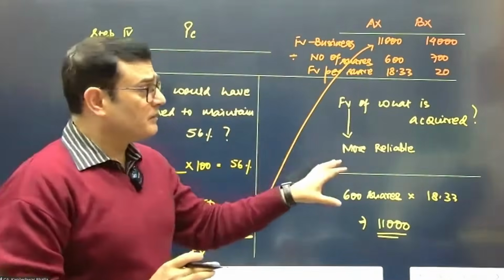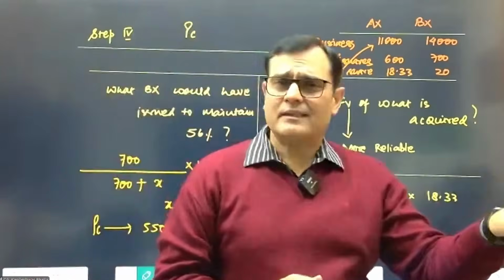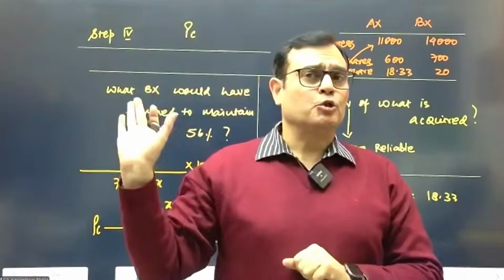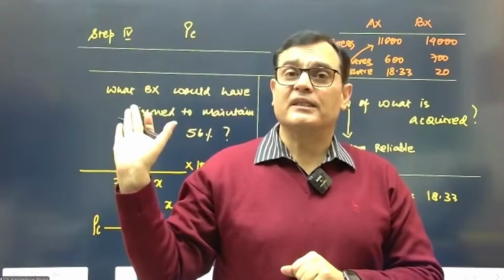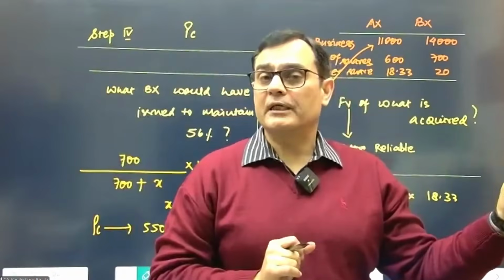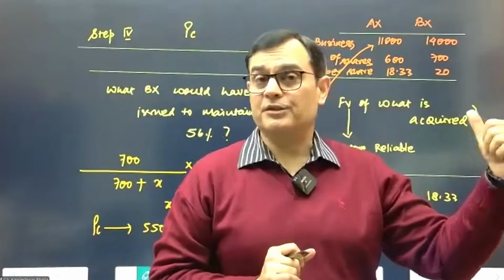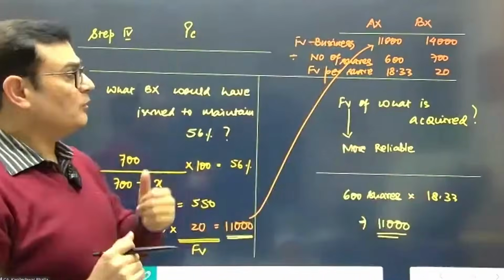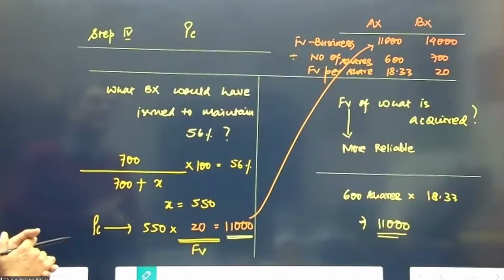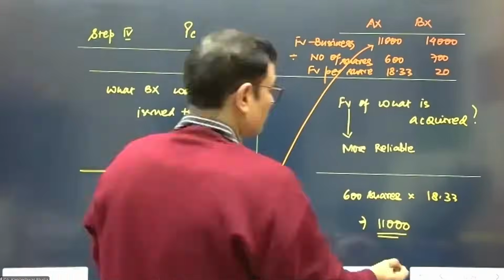And as I said, invariably this is going to be the same. Though you can do these calculations directly, it's more appropriate to show the examiner the fair value of what is given and the fair value of what is acquired, and then conclude that what is more reliable is the right hand side. So this is step number 4. Now let's go to step number 5.